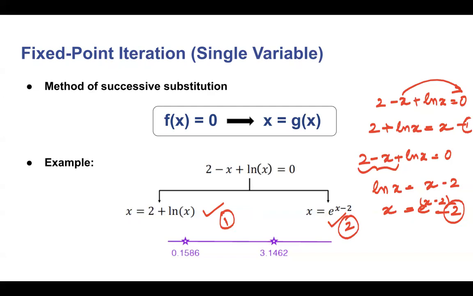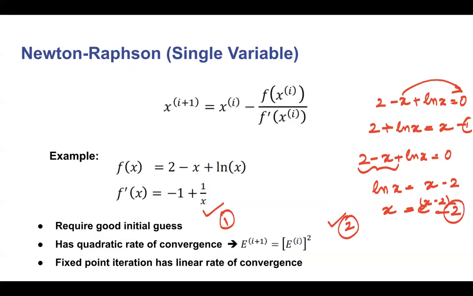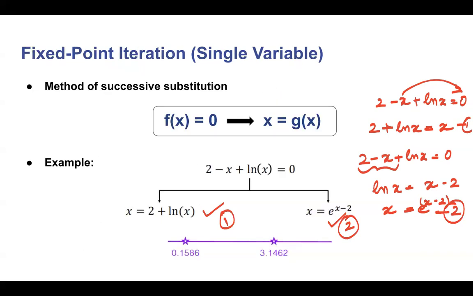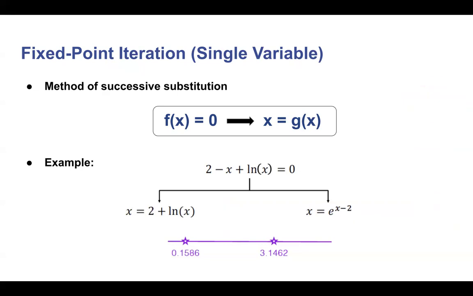Once I've got the two equations, I have to start with an initial guess. This initial guess is like a trial and error method. For this method to get you to the actual value, you need to give a good initial guess. That is a problem with such methods. But if you give a good initial guess, it will land you on the values you need. I'll take the example of the first equation, x is equal to 2 plus ln x.